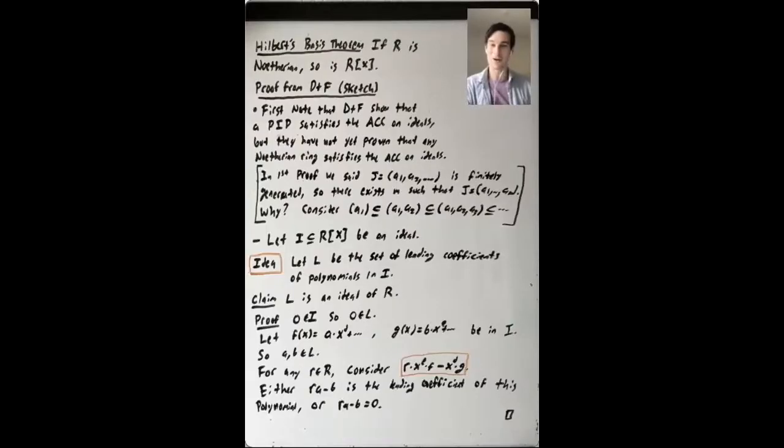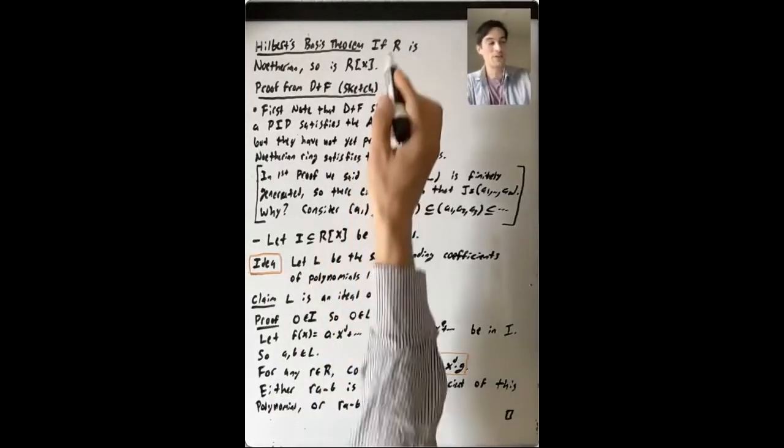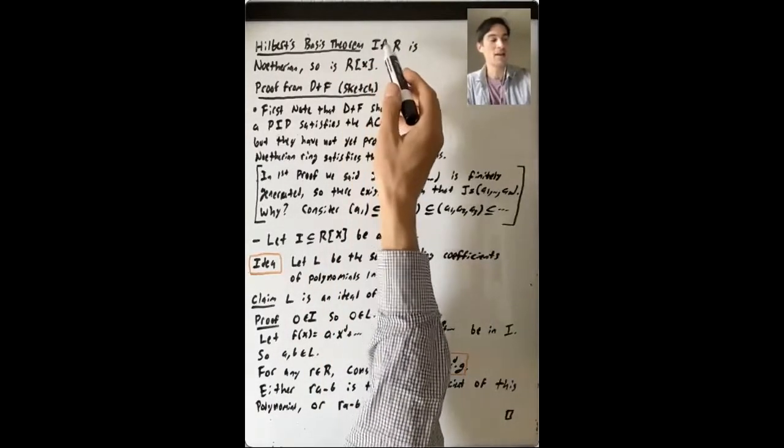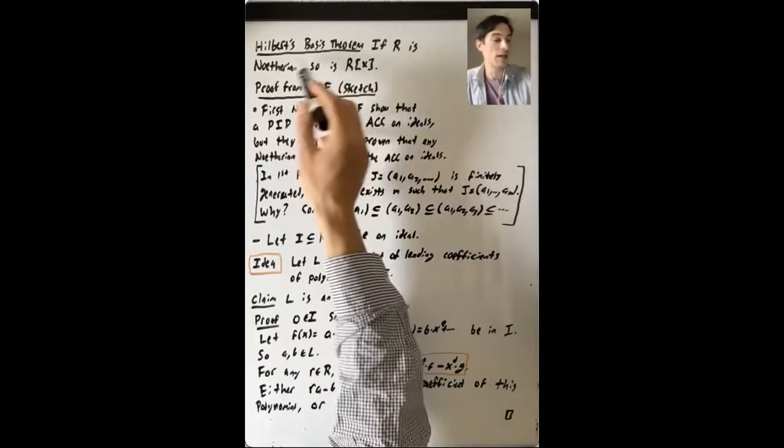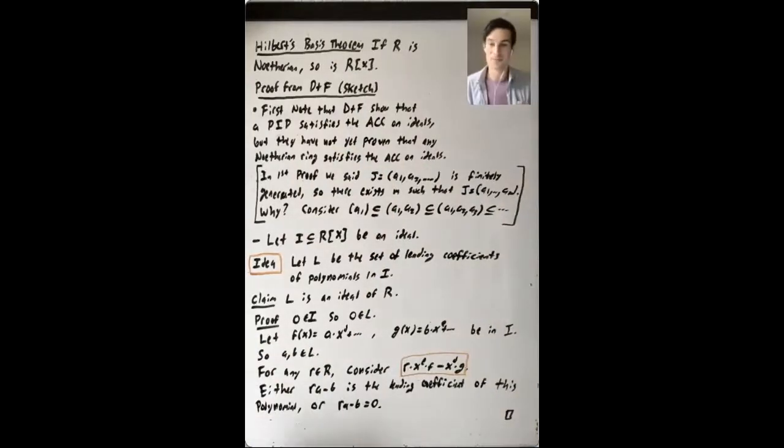In this video, I want to talk a little more about the Hilbert basis theorem. And in particular, I want to talk about the proof of this theorem given in Dummit and Foote. So just to recall, what does this theorem say? R is a commutative ring with an identity 1. If R is Noetherian, so is R[x].